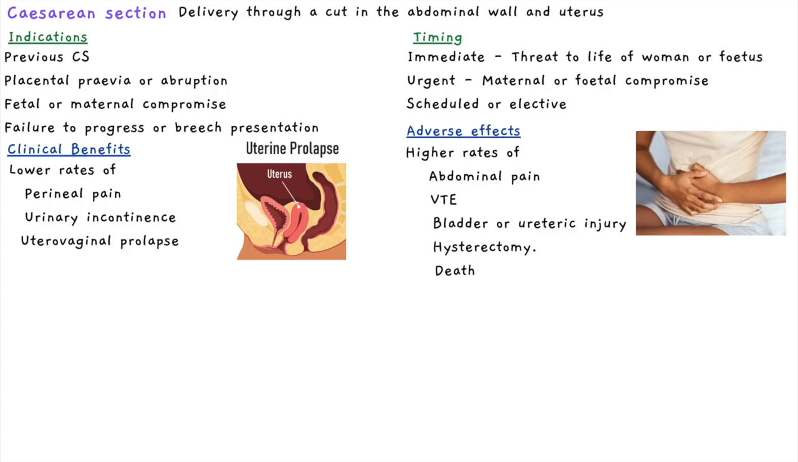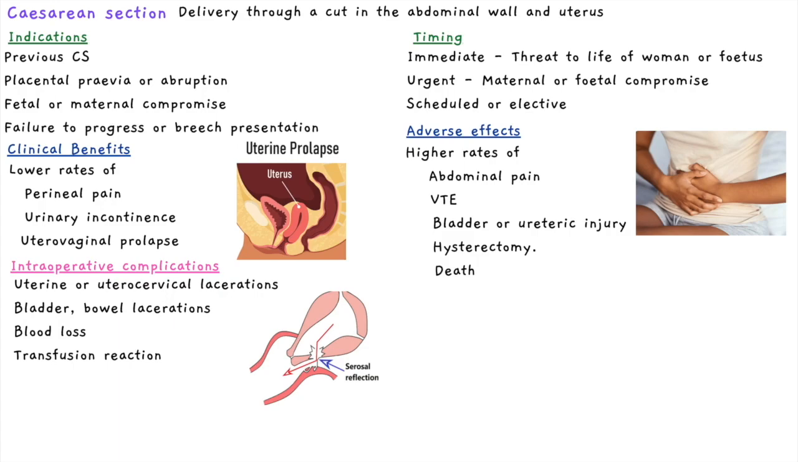There are, however, adverse effects associated with C-sections. There are your generic surgery side effects, but we focus on more C-section specific factors. So there's increased abdominal pain, increased risk of pulmonary embolisms given the surgery, increased risk of bladder or ureteric injury. This is iatrogenic if they're accidentally injured in terms of opening up the uterus. It can also lead to hysterectomy, and as with all surgeries, there is a risk of death.